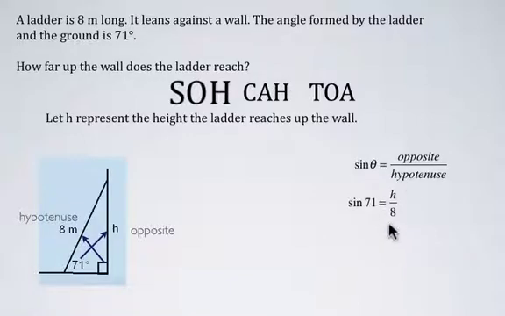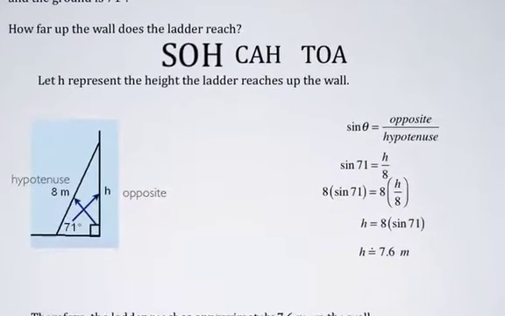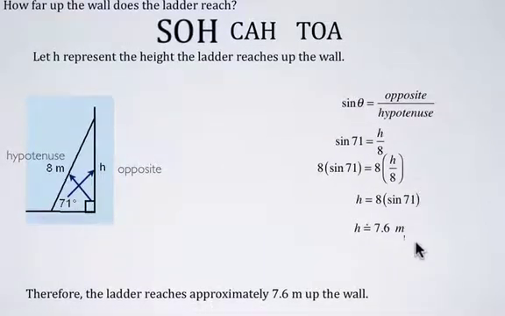We're going to now multiply both sides by 8 in order to isolate h, because 8 times h over 8 simplifies to just h. The 8's cancel out. So h is equal to 8 times sine 71. Therefore, h is equal to 7.6 meters. So the ladder reaches approximately 7.6 meters up the wall.